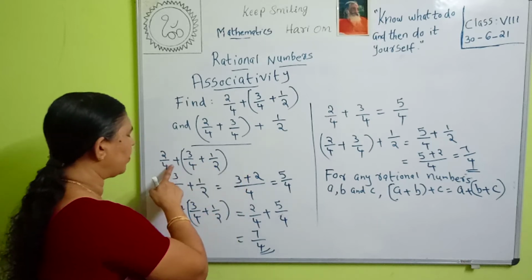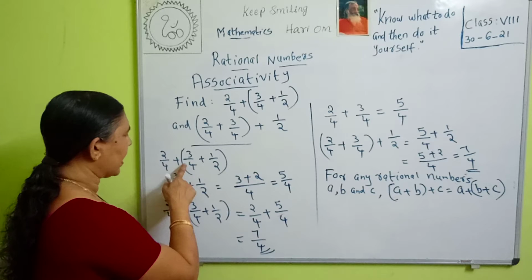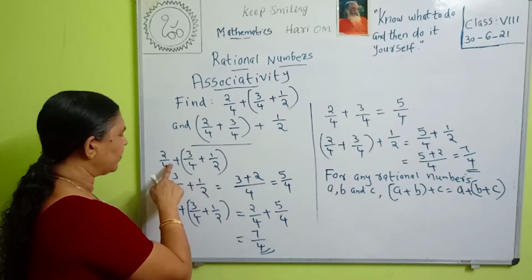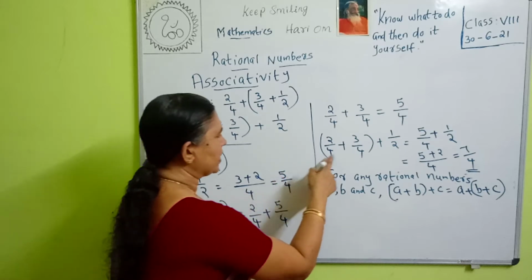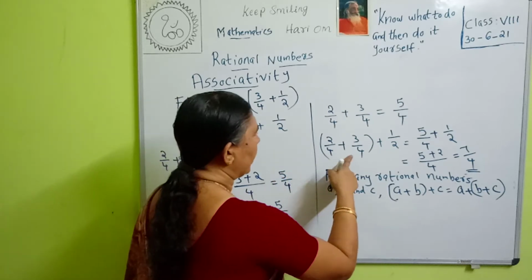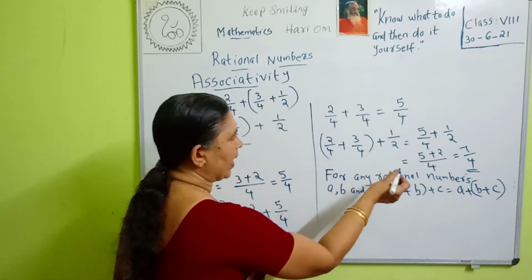Here, (2/4 + 3/4) + 1/2 is 7/4. That is, we add the sum and then add it with the 2/4. Then we got the answer 7/4. Here first we add this 2/4 plus 3/4 and then add it with the 1/2. Then also we get the same answer 7/4.